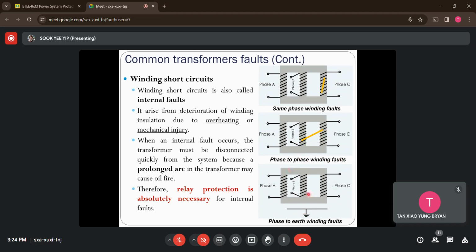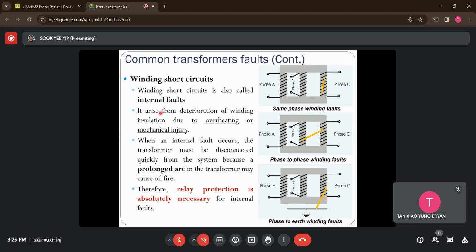And the third possibility, we have the transformer winding connected to the ground, which is a very dangerous type of fault. As you can see here, we have leakage current flowing to the ground due to the short circuit path at phase C to the ground. So any of these winding short circuit conditions can create great damage to the transformer windings.